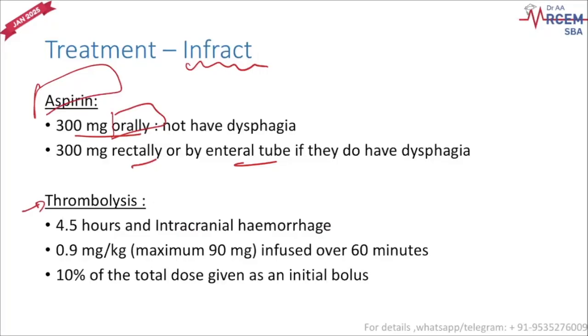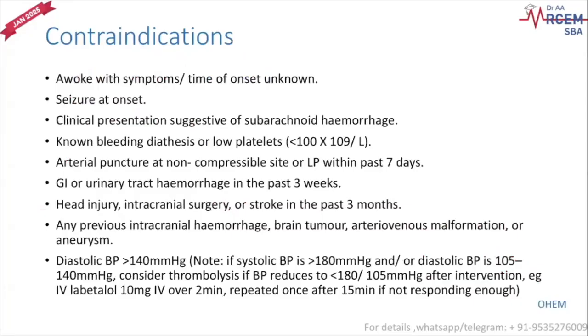Thrombolysis is to be done within 4.5 hours since the onset, and if you have ruled out an intracranial hemorrhage. The dosing, you need not remember. If you can remember, it's very good. What is the drug given? Alteplase. Alteplase is the preferred thrombolytic agent being used.